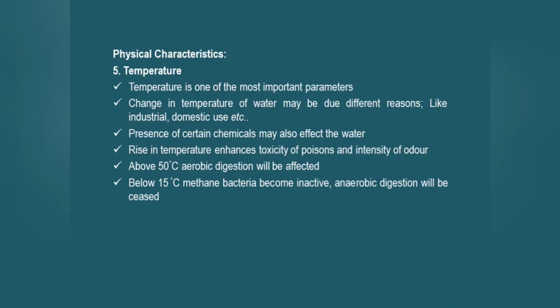It is normally known that a rise in temperature enhances the toxicity of poison and also increases the intensity of odor. Above 50 degrees Celsius, aerobic digestion will be affected, and methanogenic bacteria are important in the anaerobic digestion of organic material or waste materials. Below 15 degrees Celsius, the methanogenic bacteria will be inactive.